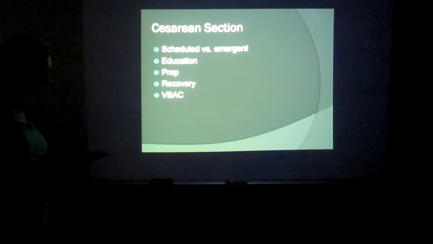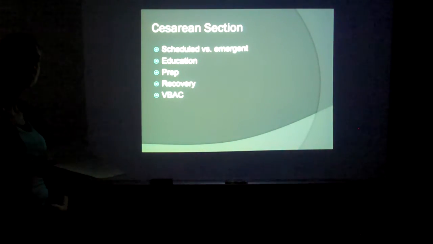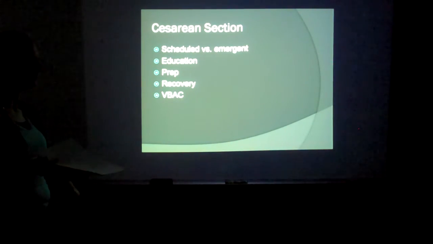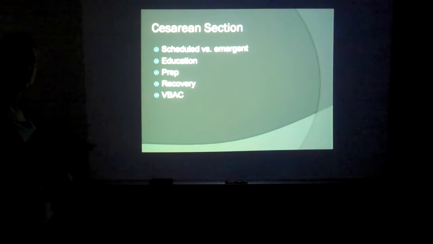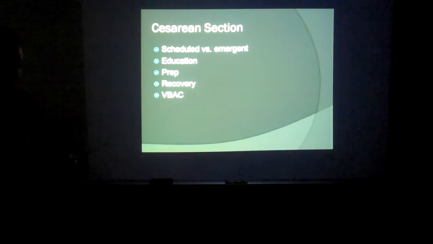VBAC is vaginal birth after cesarean section, and that is possible if you have had a previous horizontal incision on the uterus, and if your doctor is okay with attempting that. If you've had a vertical or a classical incision on your uterus, they will not let you attempt the vaginal birth after cesarean because you're at very high risk of a uterine rupture.